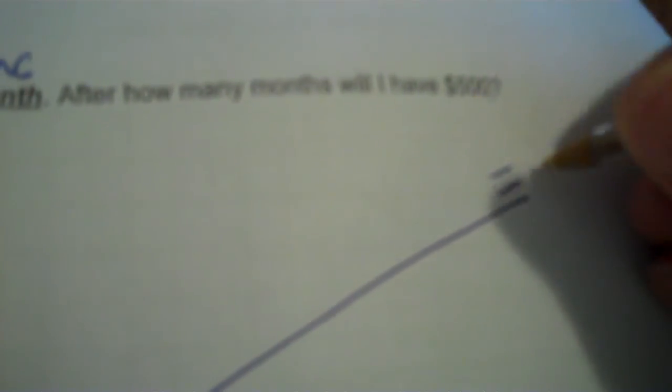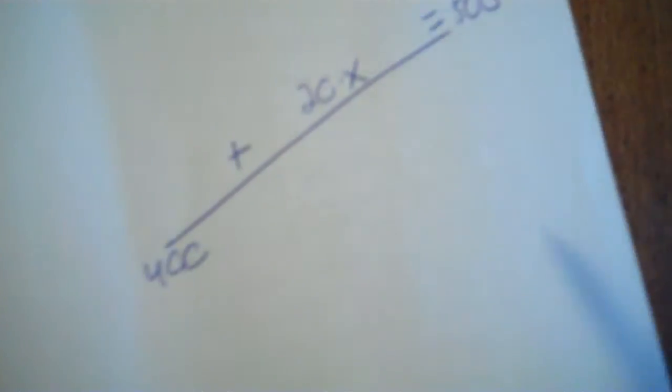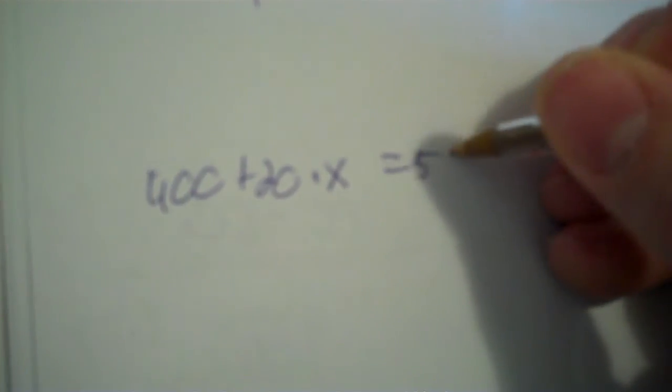Okay, now you make your line, but you're not going to put equals Y, okay? Because you're going to end up not at Y, you're going to end up at 500. So you had 400. Then we're adding $20 every month, so 20 times X. Now, write that equation out. So 400 plus 20 times X equals 500.